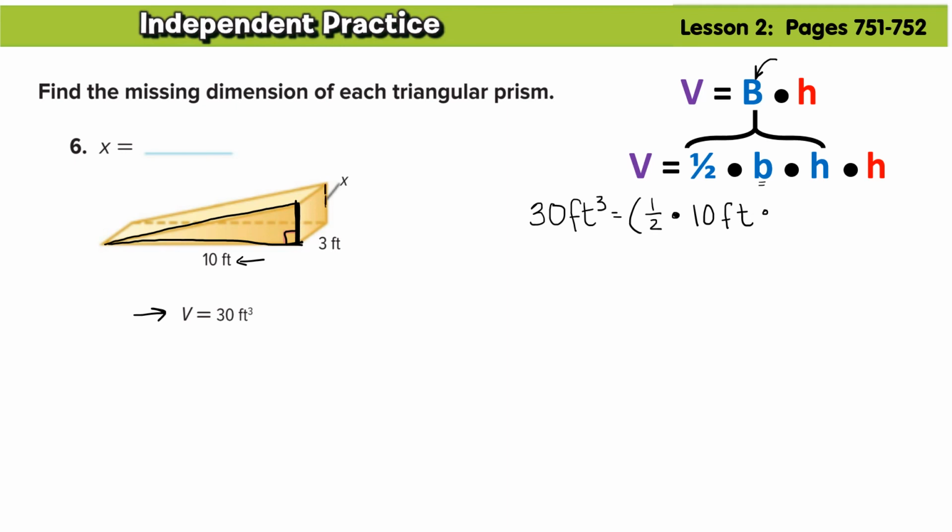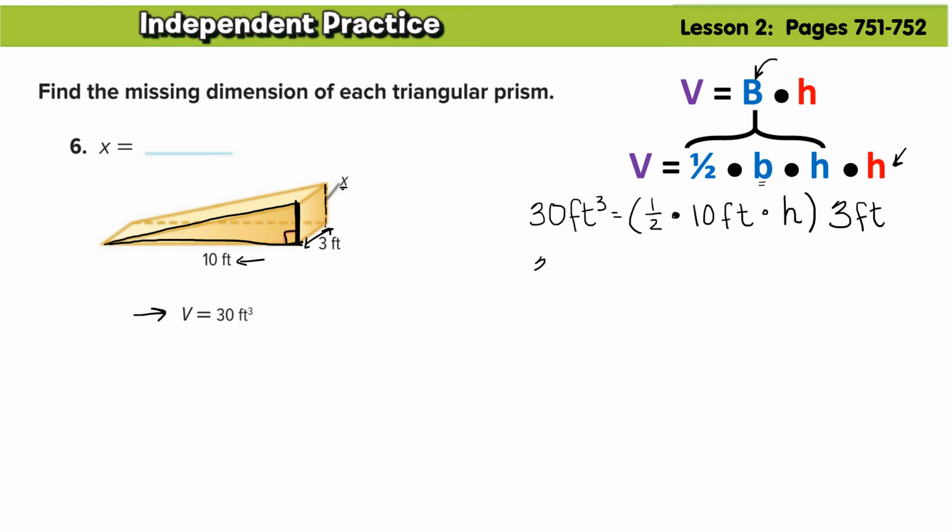Over here I see a parallel line, but it's just marked with X. So I can put an X there if I want to, but I'm just going to put H because I like to keep my variables their original value. And then the height here is actually the height of the prism, so that's 3 feet.